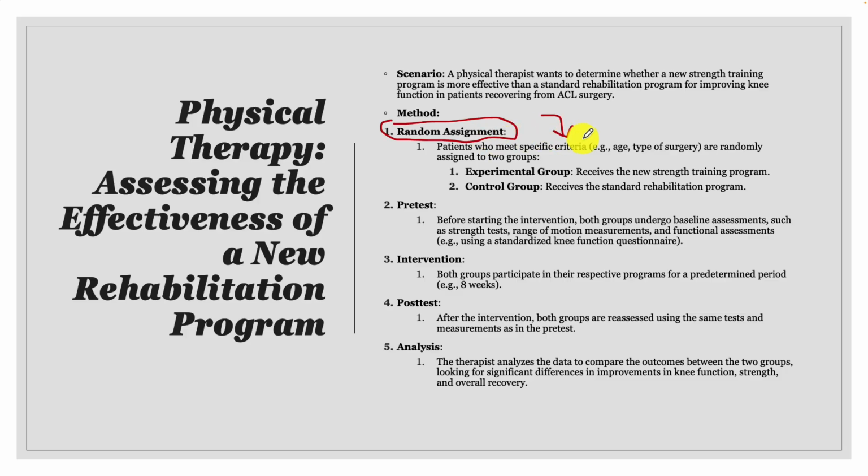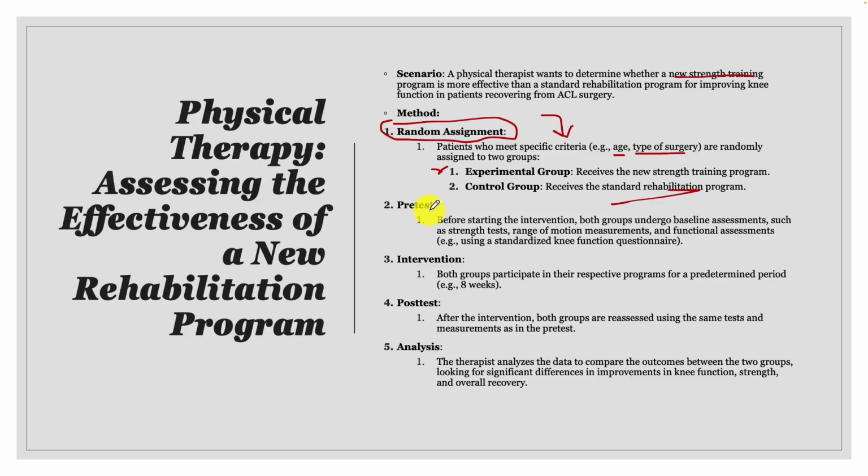So, if I have participants, I want to make sure they meet specific criteria. I want to make sure they're all within the same age. Maybe they have the same type of surgery and they're randomly assigned to an experimental group. And in this case, that experimental group is going to be what? The new strength training program, and a control group. And this is the people who are just getting the standard rehabilitation.